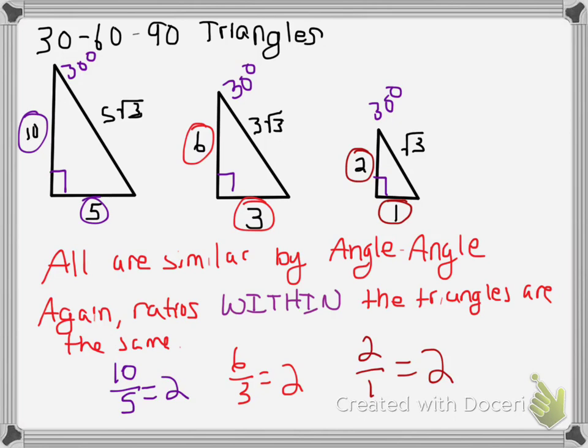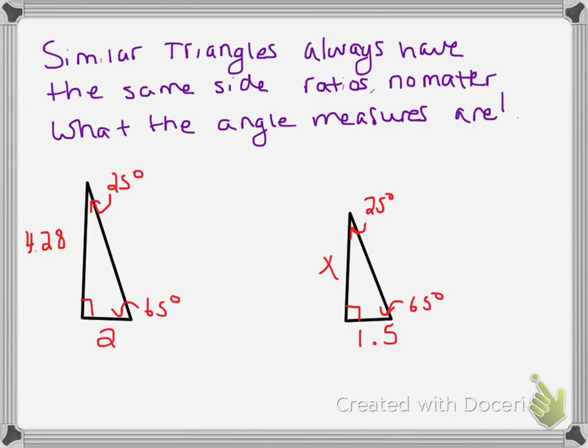Now, why this is so important is because if we recognize that these ratios are constant in every single 30, 60, 90 triangle, then we can use these ratios to solve for missing side lengths. So on this page, I have an example. Similar triangles always have the same side ratios no matter what the angle measures are. So here, I've gone away from our 45, 45, 90 and our 30, 60, 90 triangles, and I've picked different angle measures. You'll see that these angle measures are 90, 65, and 25. What I want you to see is that the ratios are going to be the same.